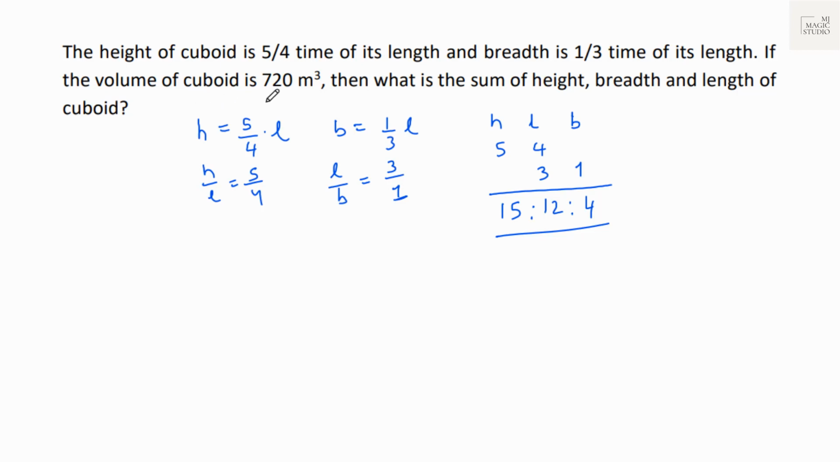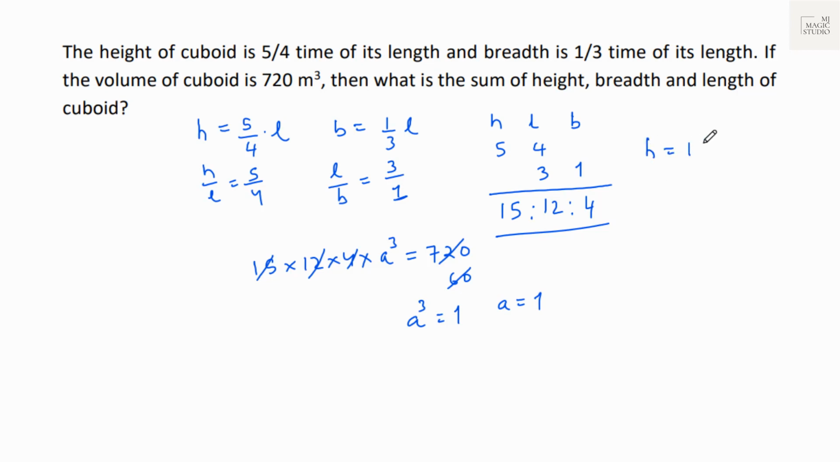Now if volume of cuboid is 720 meter cube, that means volume is H into L into B. That means 15 into 12 into 4 into the variable x, suppose that is a cube. That is equal to 720. So a cube is equal to 1. That means value of a is 1.